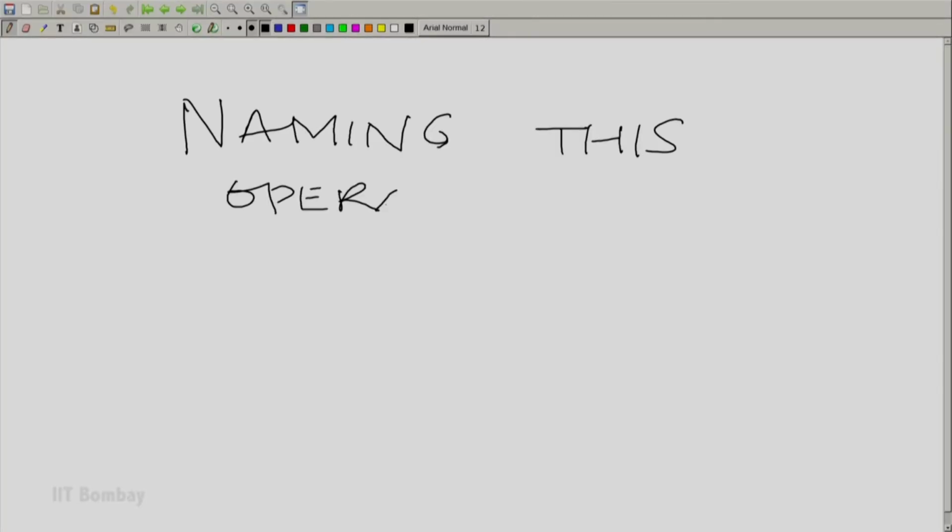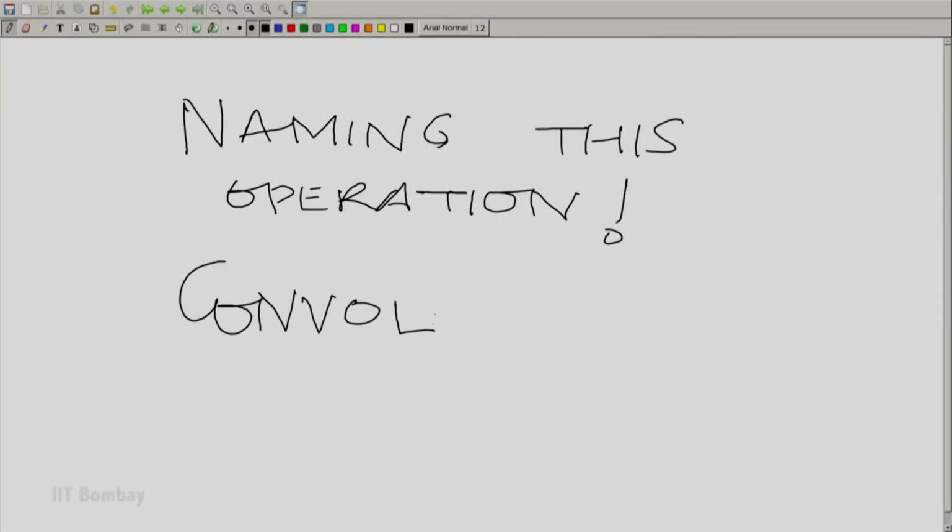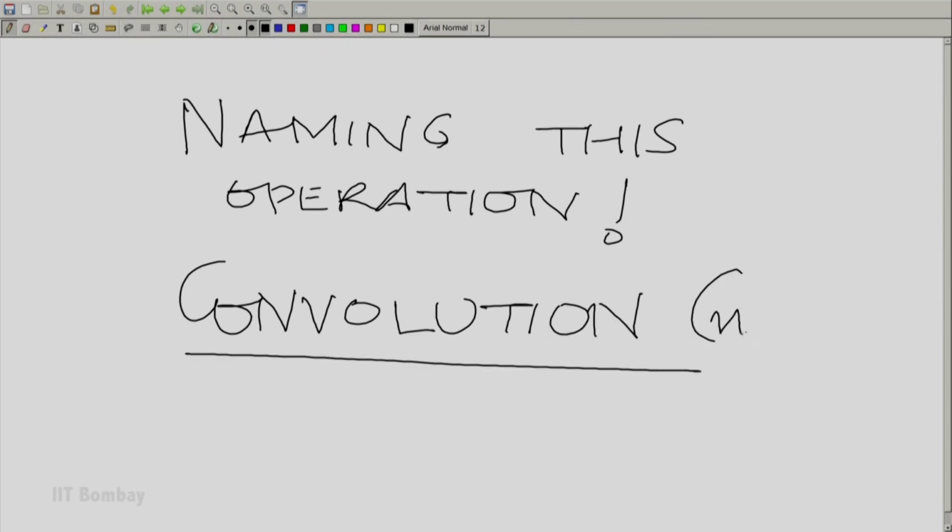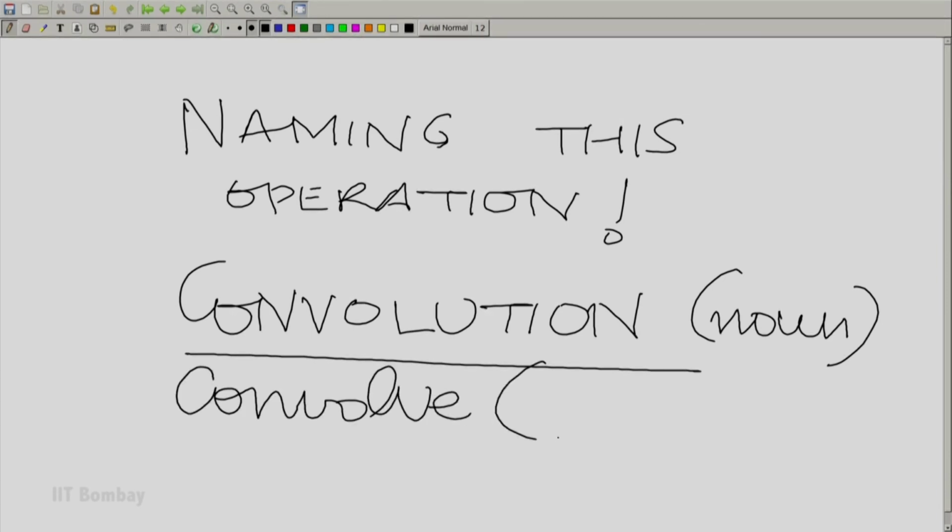But before we go to the next session, let me at least complete one job that I need to, that is to give this whole operation a name. We will call this operation convolution. That is the noun. We have heard this before, but I am just trying to repeat certain ideas. And the verb form is convolve. We will say we convolve two sequences.